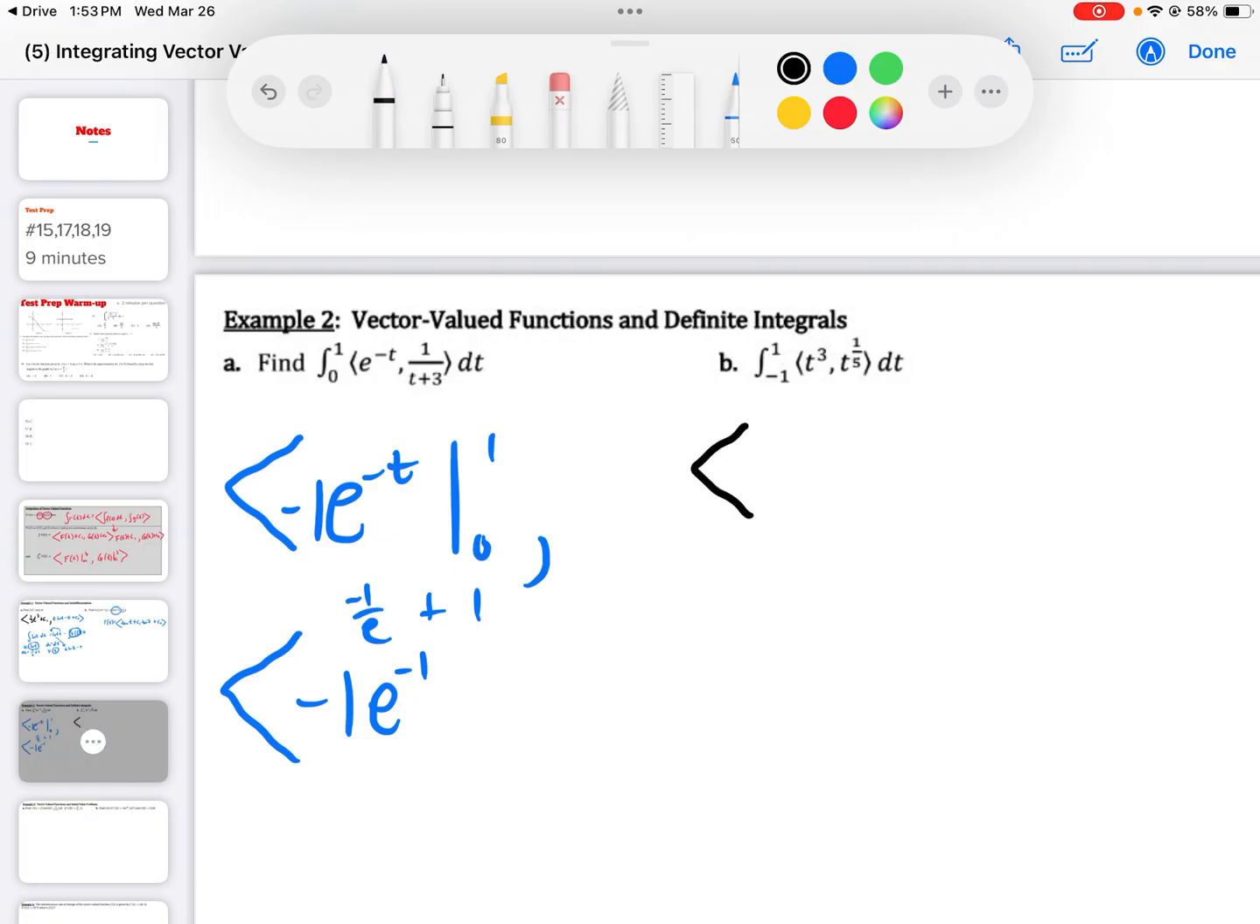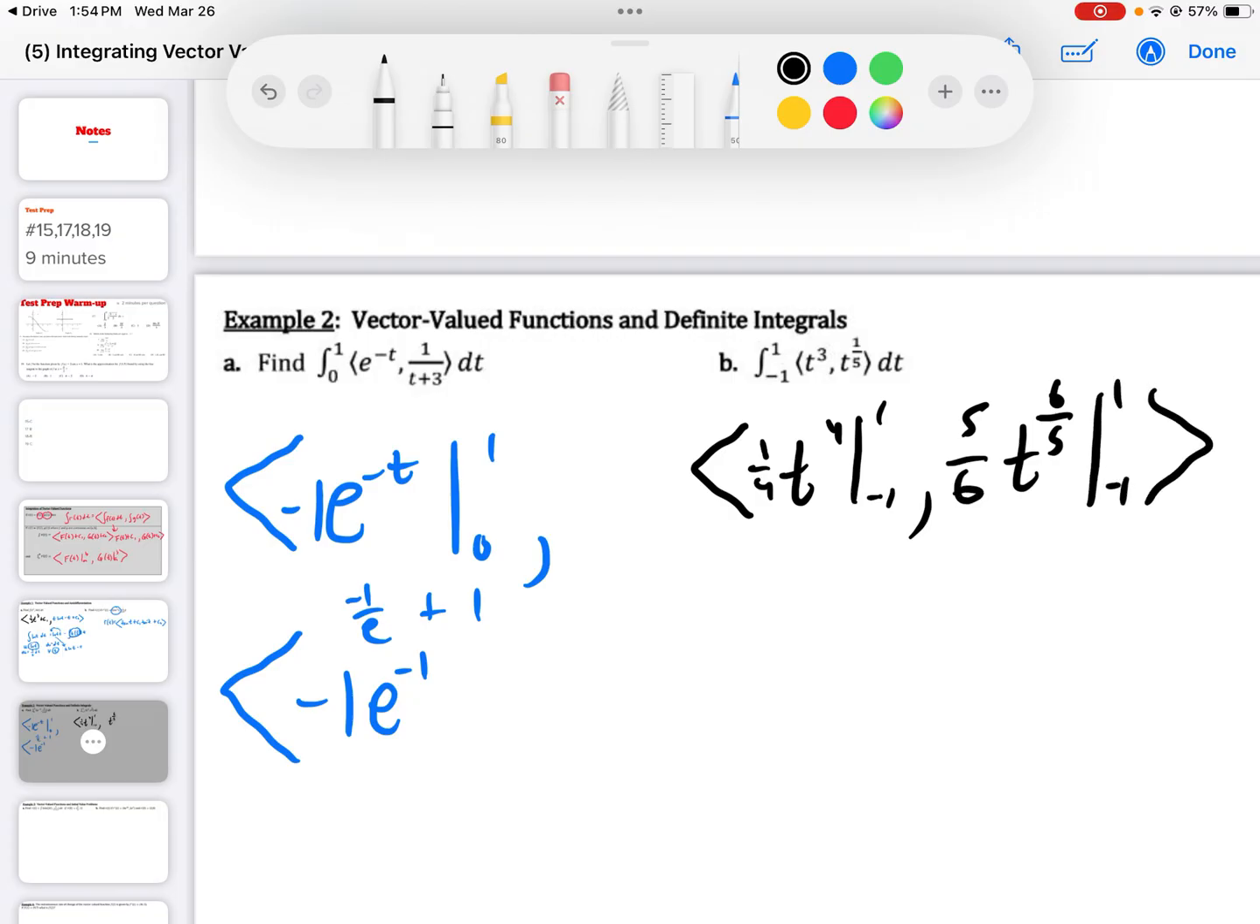All right, so same thing. And the antiderivative of t cubed, so t fourth times 1/4, evaluate from negative 1 to 1. Add 1 to 1/5, get 6/5. Multiply by the reciprocal, 5/6. Evaluate from negative 1 to 1.